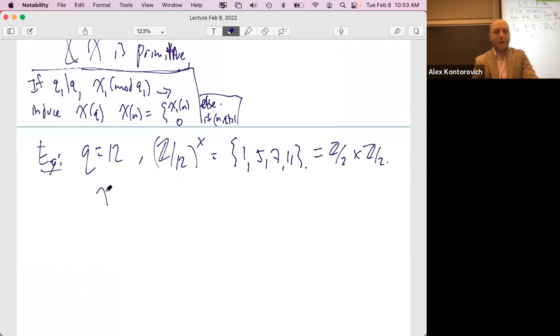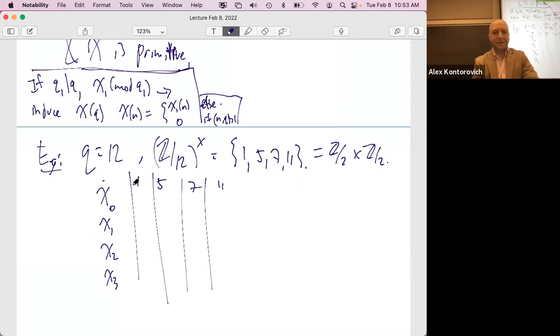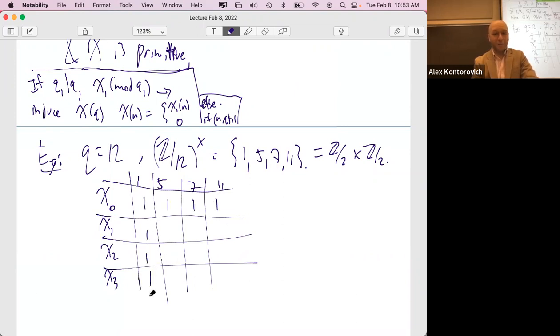So I need 4 characters, chi0, chi1, chi2, chi3. All of the elements are squares. So the only question is, let's see, I have 1, 5, 7, 11. Okay, so the trivial character just gives 1s to everybody. Every character gives 1 to 1.